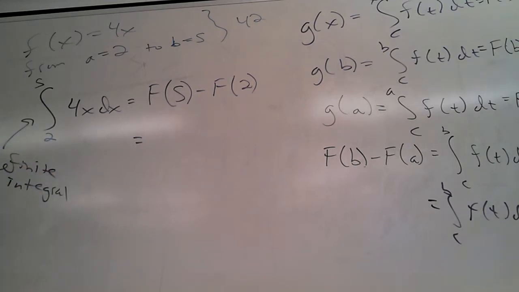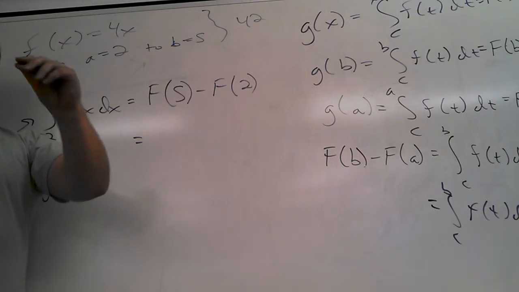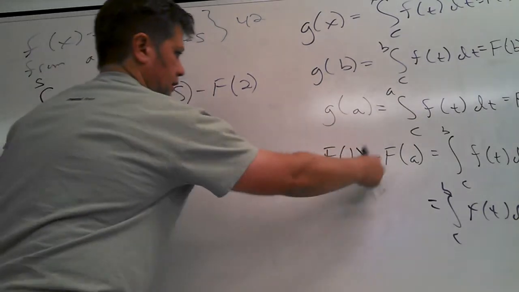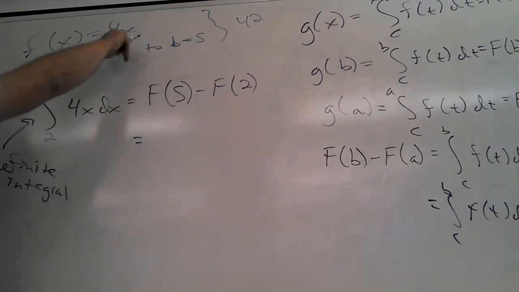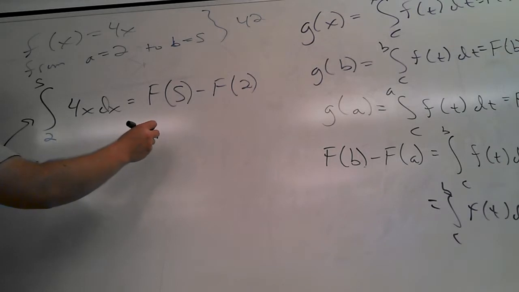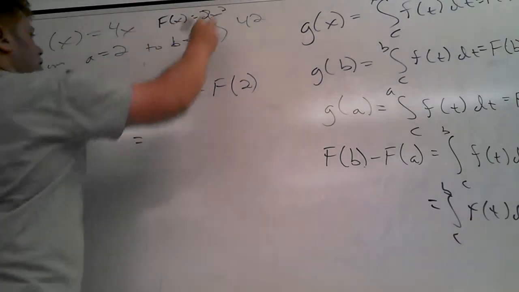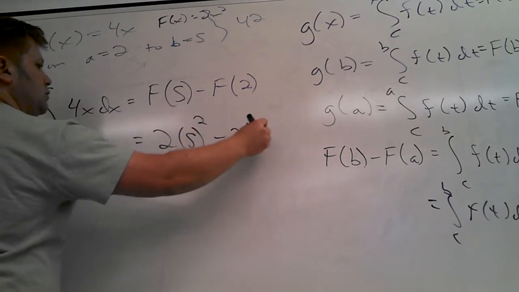You don't need the plus c. It's not indefinite. I don't need the plus c because it actually is involved in both of these and it cancels. We'll see that better later. And we just proved it's equal to this, no plus c in it. So what is the antiderivative of 4x? The antiderivative of 4x is 2x squared. So this would be 2 times 5 squared minus 2 times 2 squared.